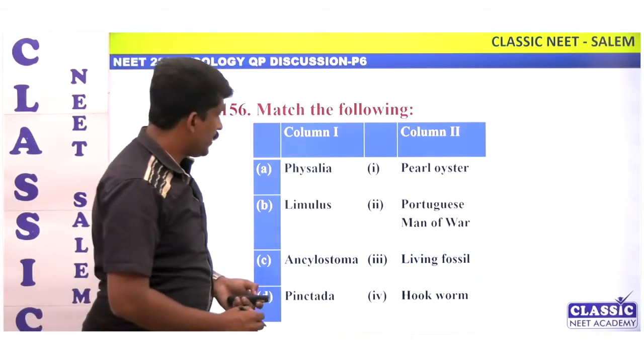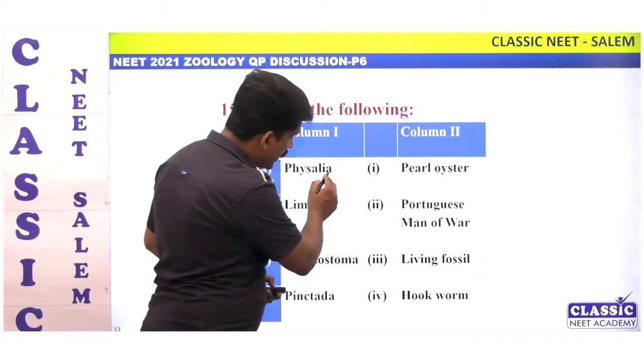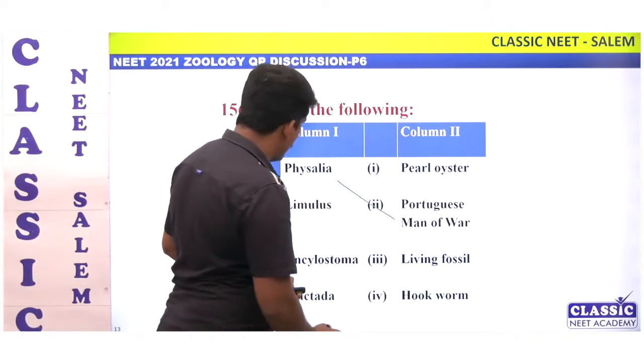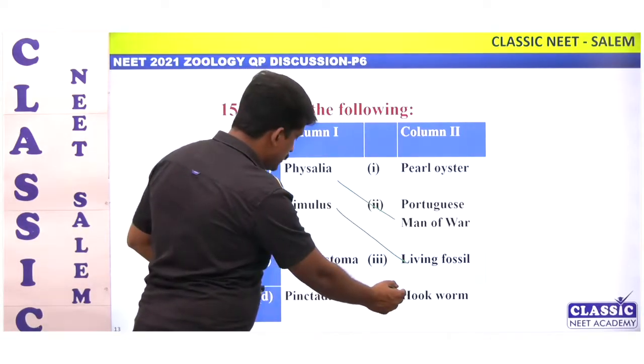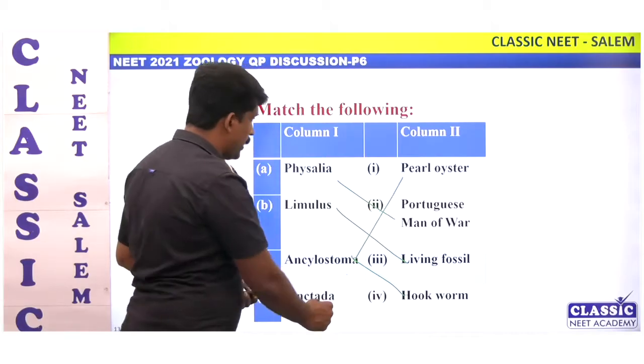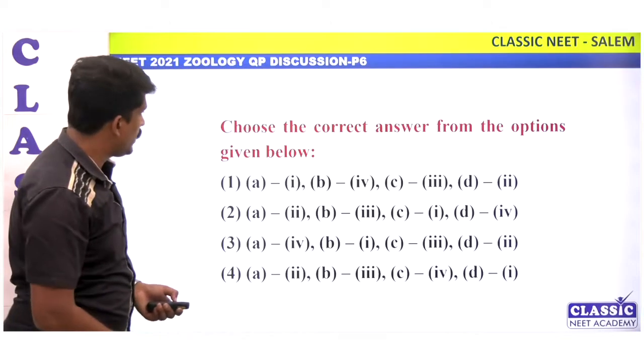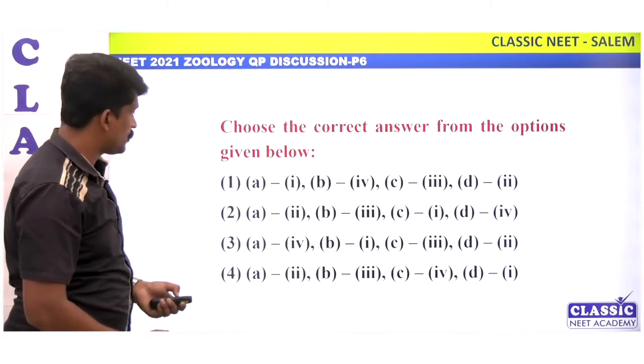Here, match the following from the animal kingdom. Physalia is the Portuguese man of war, Limulus is the living fossil, Ancylostoma is the hookworm, and Pinctada will be the pearl oyster. So hope you all did correctly. So the option will be the fourth one.